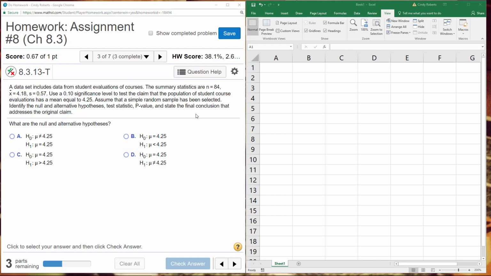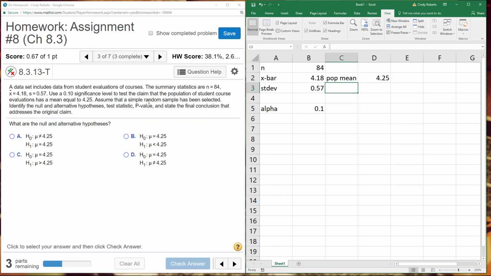Okay, it says a data set includes data from students' evaluation, the summary statistics: the sample size is 84, the sample mean, X bar, is 4.18, the standard deviation is 0.57, and our significance is 0.10. To test the claim that the student course evaluation has a mean, so the population mean is 4.25.